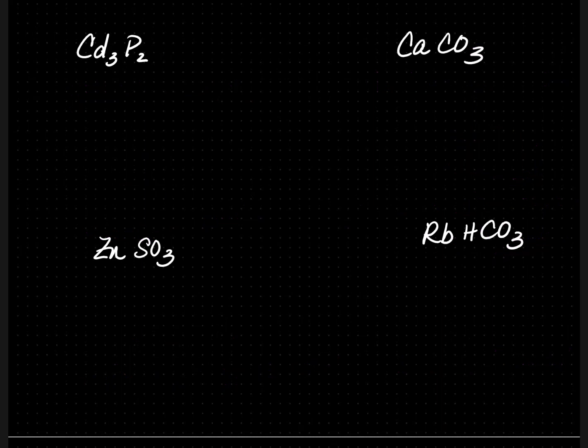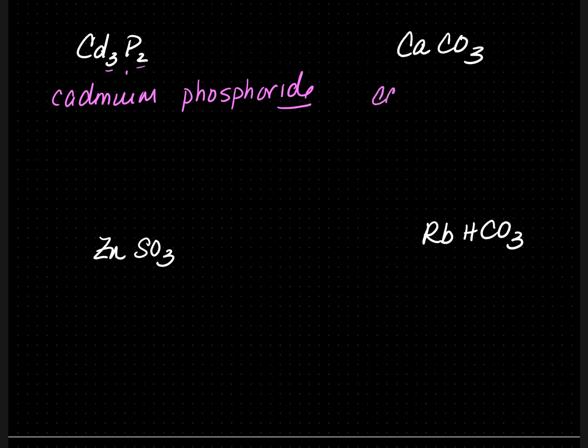Cd3P2, this is cadmium. The nonmetal is phosphorus. Drop the ending, so it's phosphide. Drop the ending, add ide. If you notice, we ignore the subscript. Ca is a metal, calcium, in group 2. Polyatomic, CO3, carbonate.